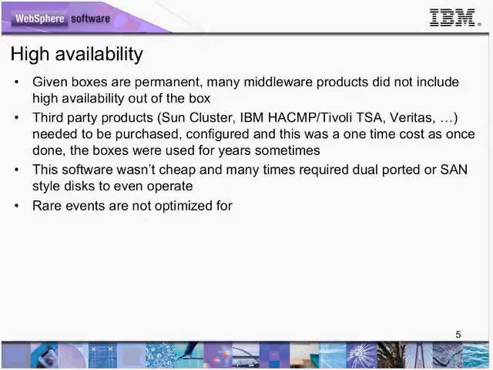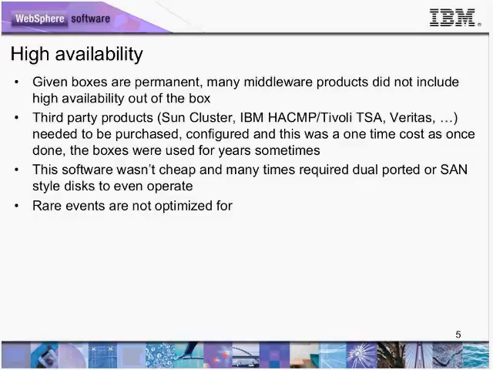Given that the boxes were typically permanent, many middleware products do not include high availability out of the box. You could buy third-party products like SunCluster, IBM HACMP, or Veritas Cluster Manager, but these products are typically very expensive and take time to configure. Once they were configured, though, they would remain that way and up and running for potentially years at a time.